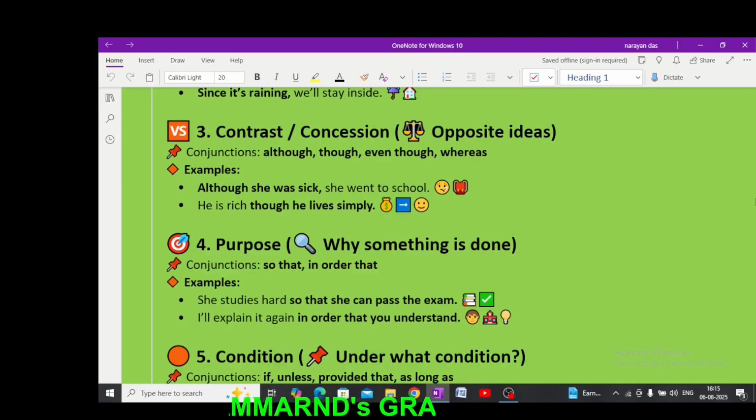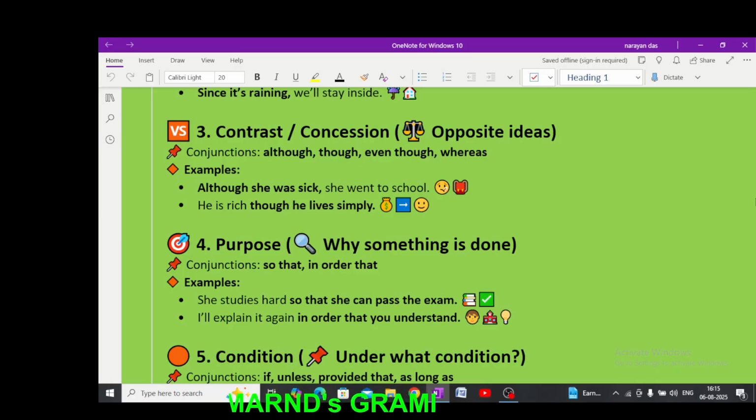Now, she went to school despite her sickness. Oh sorry, it is concession. It is concession, or certain opposite ideas. Contrast or concession, opposite ideas. Both these things are expressed.